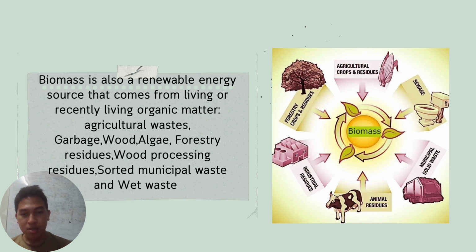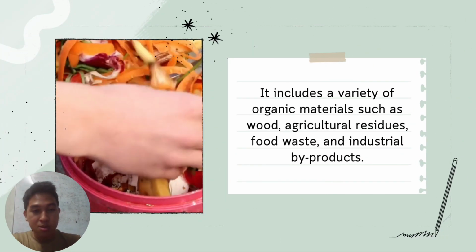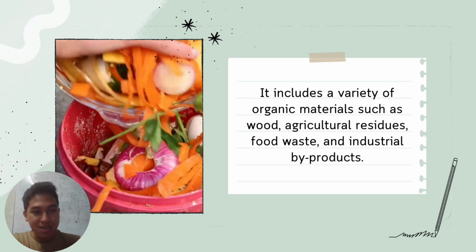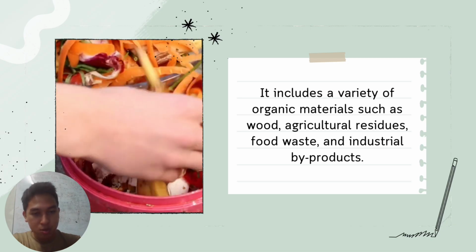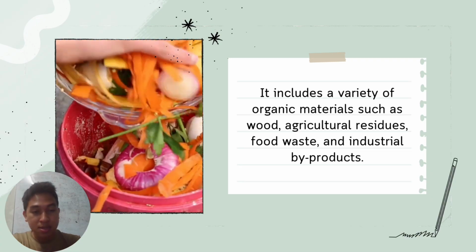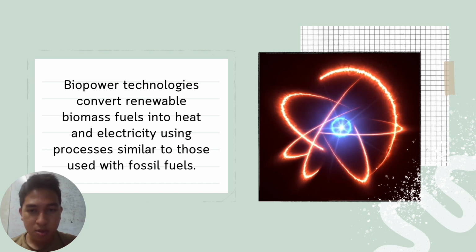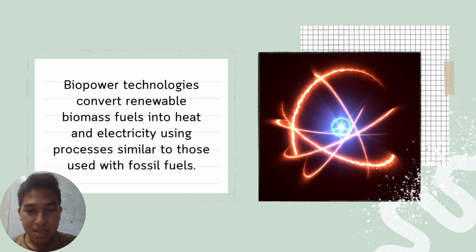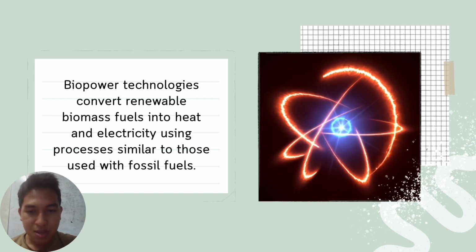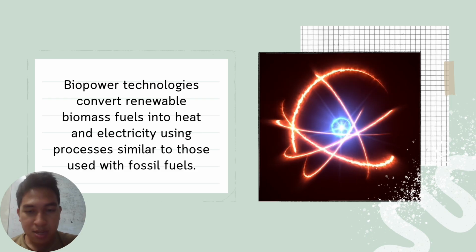Agricultural waste, garbage, wood, algae, forestry residues, wood processing residues, sorted municipal waste, and wet waste. It includes a variety of organic materials such as wood, agricultural residues, food waste, and industrial byproducts. Biopower technologies convert renewable biomass fuels into heat and electricity using processes similar to those used with fossil fuels.